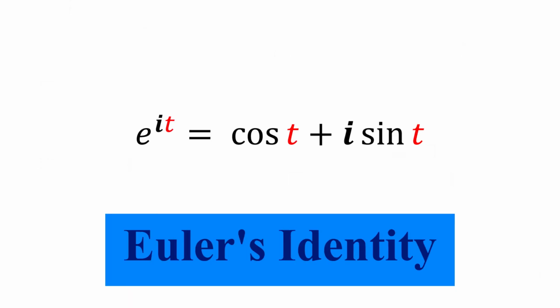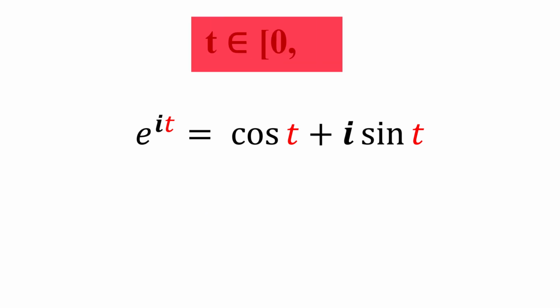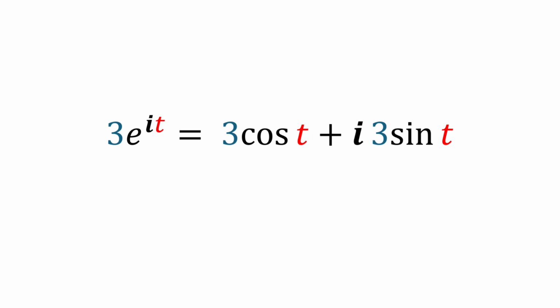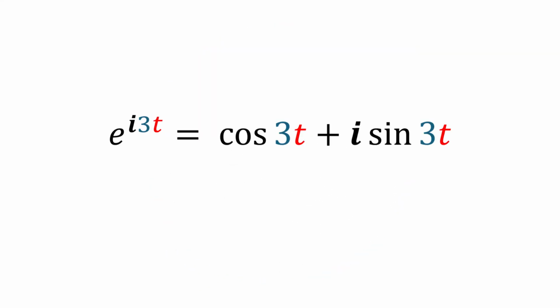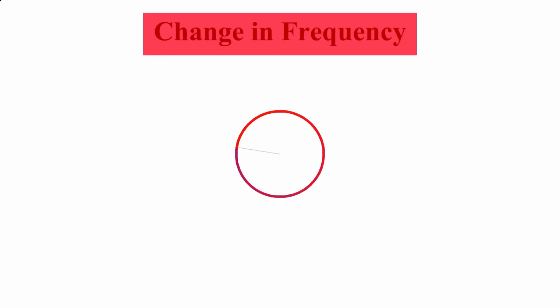I'm gonna go through this part pretty fast since there's a lot of excellent resources online explaining exactly how to do this. Starting with my favorite equation in math, Euler's identity. If we let t go from 0 to 2 pi, we see that the resulting complex number traces out a unit circle in the complex plane. Now if we multiply the complex number by 3, we see that the resulting circle is 3 times bigger. If instead we add a factor of 3 to the exponent, we see that the resulting circle is drawn at 3 times the rate.